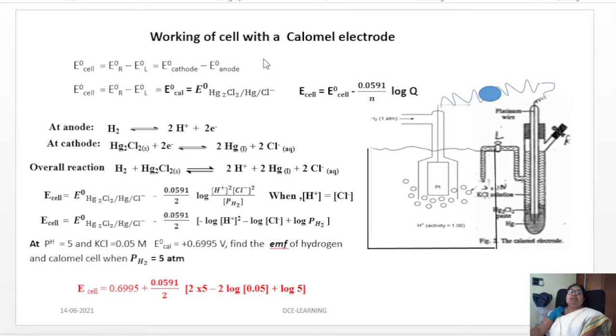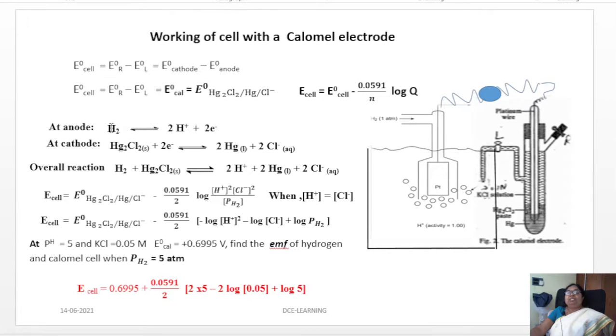That is the working of the cell with the calomel electrode. If we take a sheet as the oxidation potential and calomel as the reduction, and construct a cell like that, then the total EMF of the cell under standard condition is E cell equal to E right minus E left, or E cathode minus E anode. Then the EMF of the cell we calculate as E cell equal to E standard minus 0.059 into log Q.